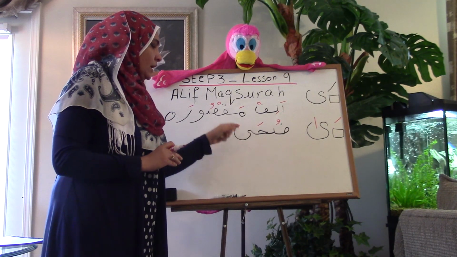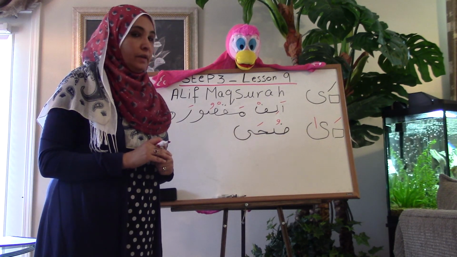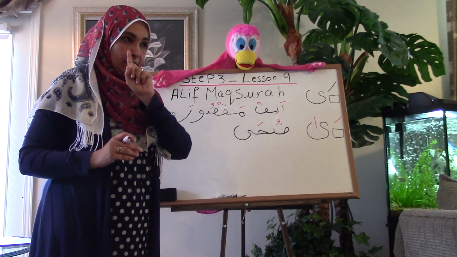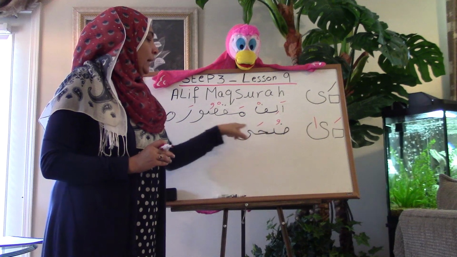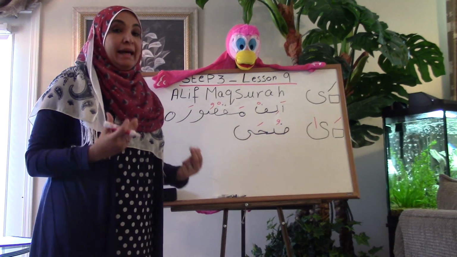There is no kasra, so how can this be a long vowel? It is not a long vowel. It is Alif Maqsurah. So I'm going to say Duha, Duha, and I'm going to treat it as an alif. Duha.